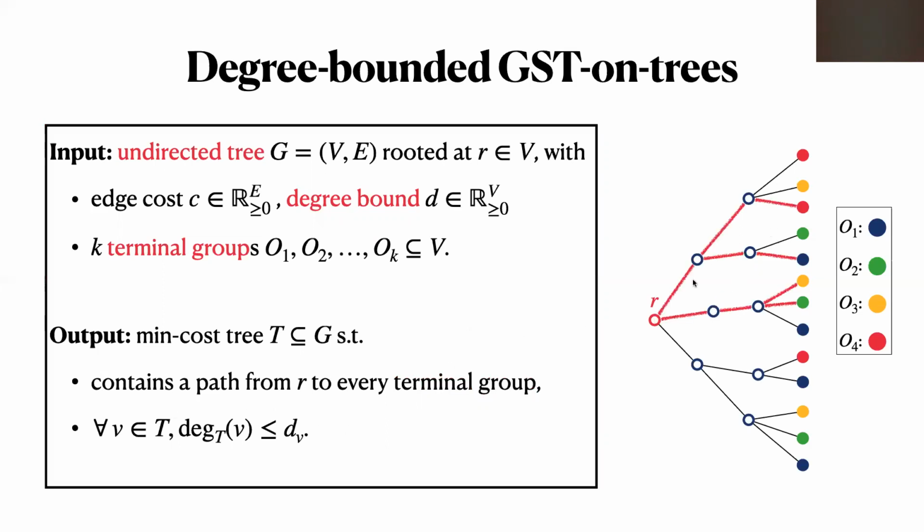The highlighted edges are an example of a feasible solution. You can see that only one vertex from each group is connected by this tree.